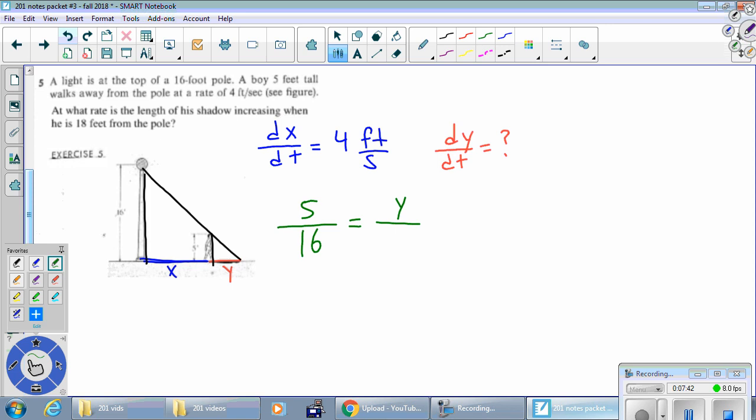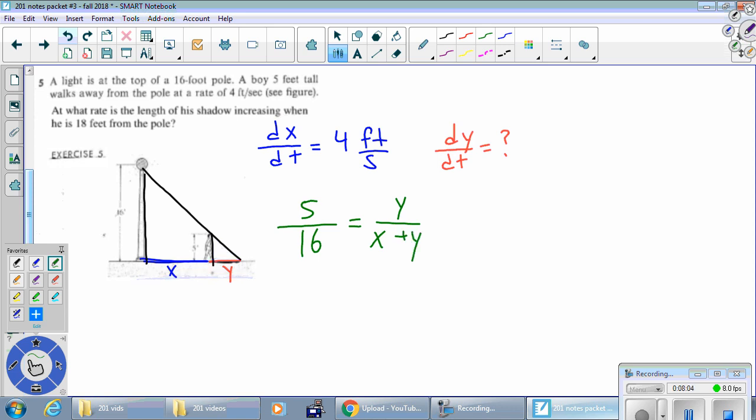Really common wrong answer right here is x. X is not any side of the big triangle. The side of the big triangle is the entire side. Just like you did the entire side of the little triangle, you have to do the entire side of the big triangle. And so that is supposed to be x plus y. Not just x, but x plus y.